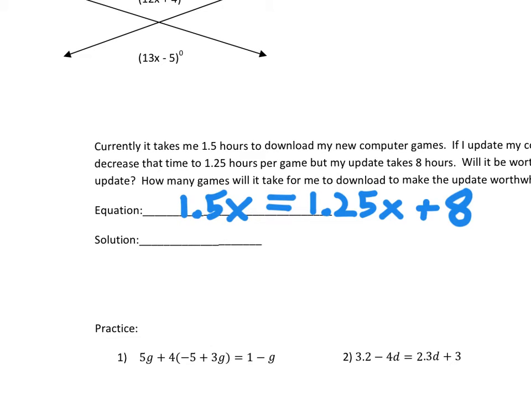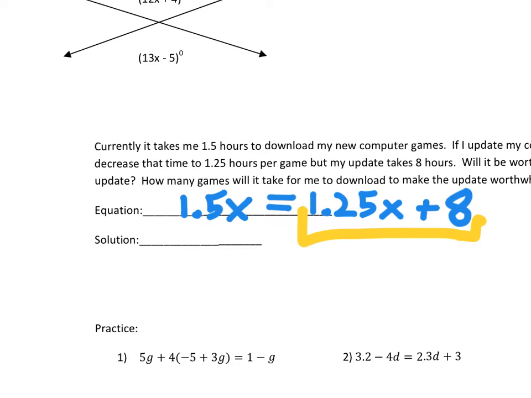It'll make more sense in Chapter 3 when we're using inequalities. But it's nice to preview here. Now, obviously, if I'm downloading one game, this side here on the left would be a better option because it just takes an hour and a half. Okay? However, if I put one game in on this side, I'd have to update for 8 hours only to save 0.25 hours. But if you think about it, at some point, the right-hand side will be a better deal.